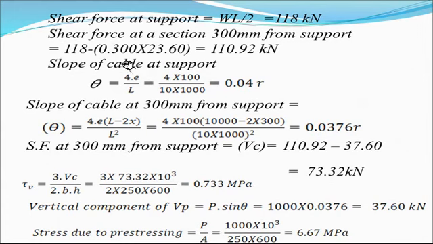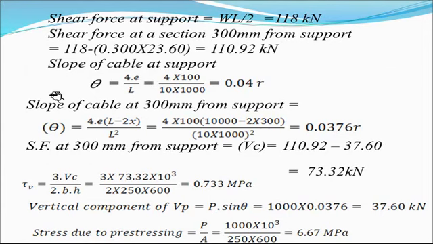Shear force at the section 300 mm from the support is equal to 118, which is the maximum shear force, minus 0.30 multiplied by 23.60. We can say that this is the reaction at support A minus the load multiplied by 0.3. We get 110.92 kN as the shear force at a distance of 300 mm from the support.